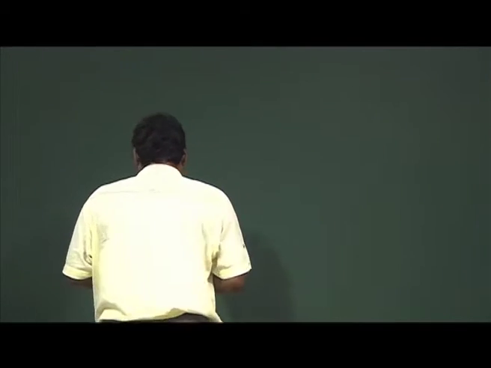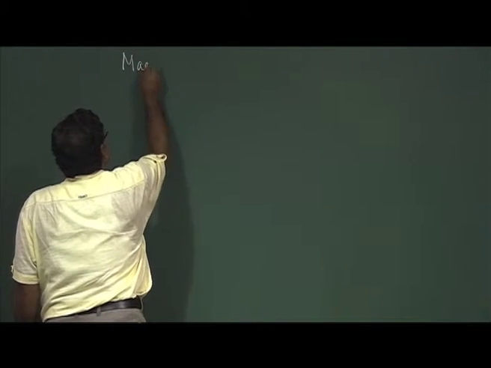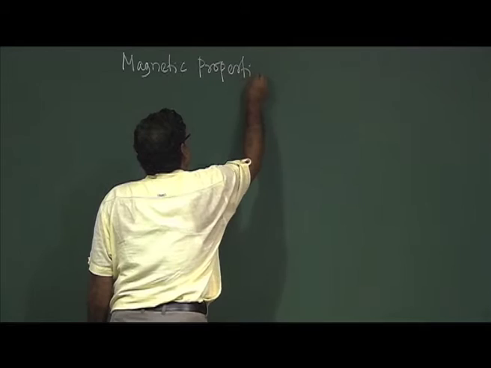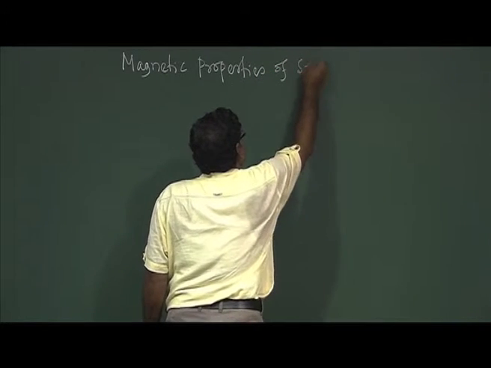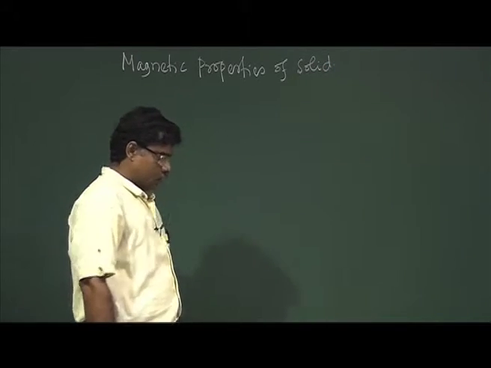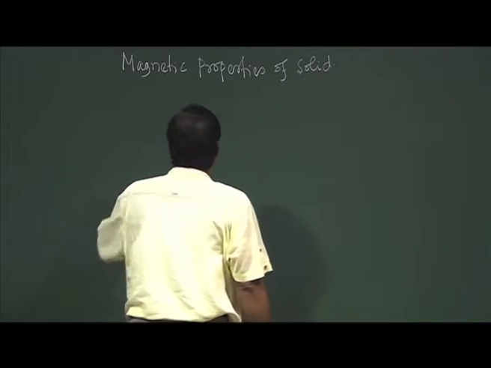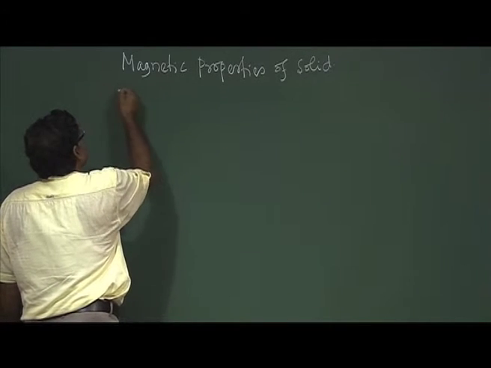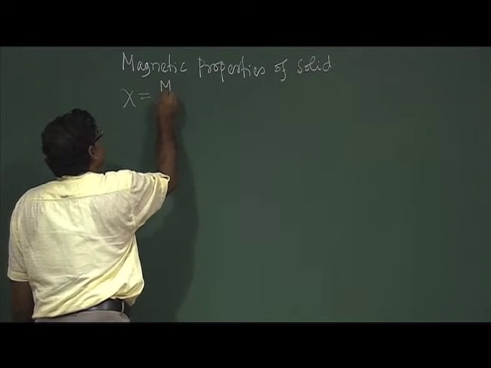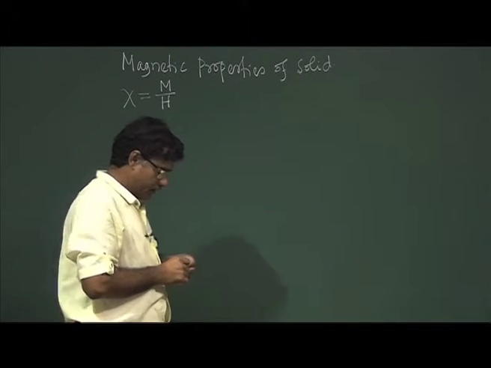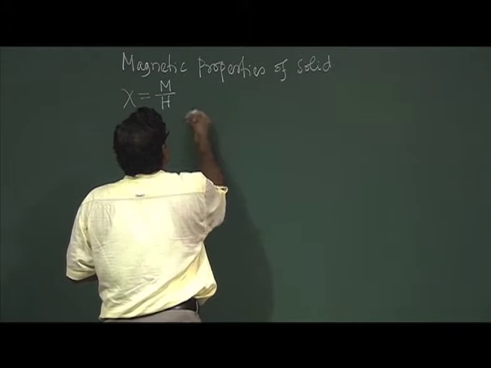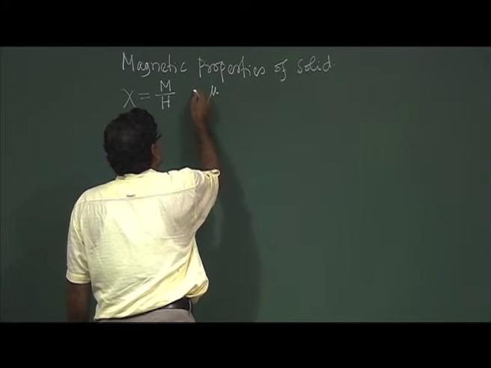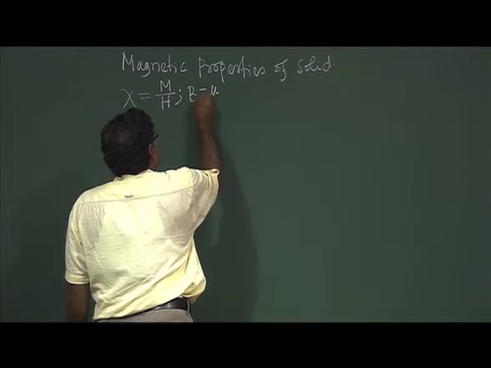So, we will continue with the magnetic property of solids. We have seen that to describe the magnetic property of a solid, we need some parameters. One is the susceptibility, that is the magnetization by magnetic field, and then the permeability mu, which is related to the magnetic induction B equal to mu H.